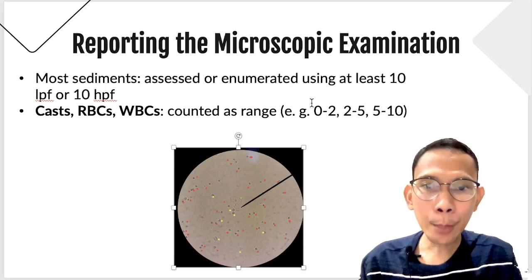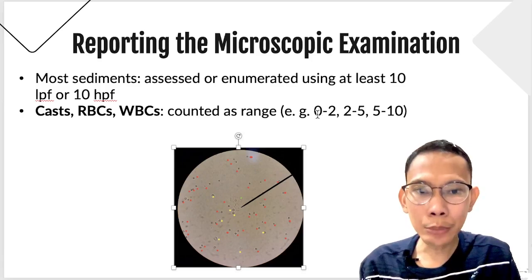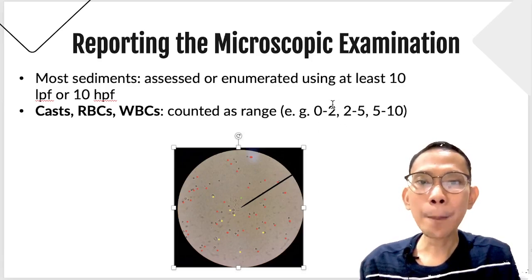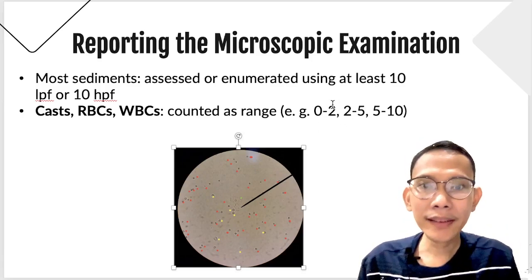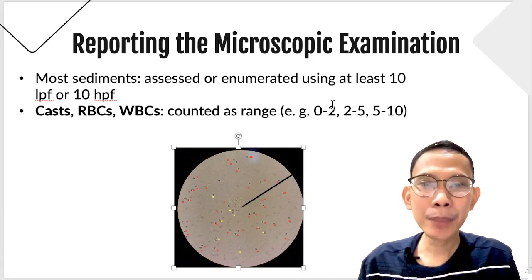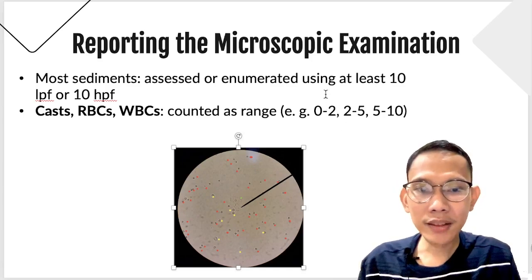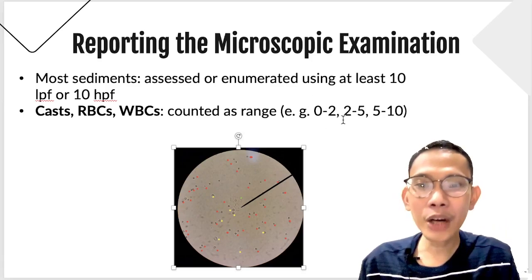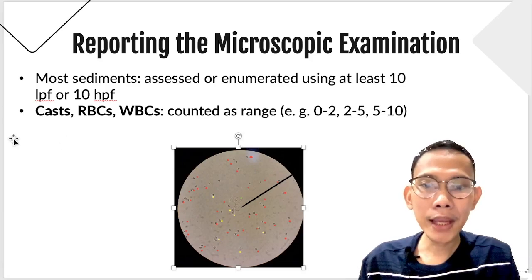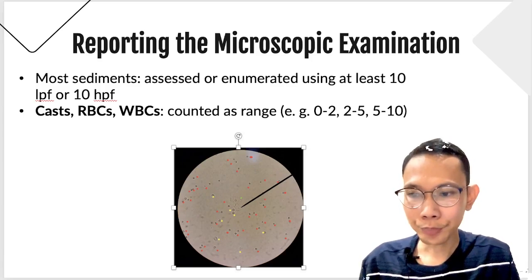Eh, di ba, sa example natin kanina, may isang field na wala talagang laman. So, lagay natin ng minimum na 0. Yung 2 naman is ang pinaka-maximum natin na nakita sa isang field out of the 10 fields. Eh, based sa aking example kanina, may dalawa lamang. So, therefore, ang range natin is 0 to 2. Ganyan lang kaisip. We do not have to count the entire 10 fields, but make a range. The minimum and the maximum cells counted per field na nakita natin.